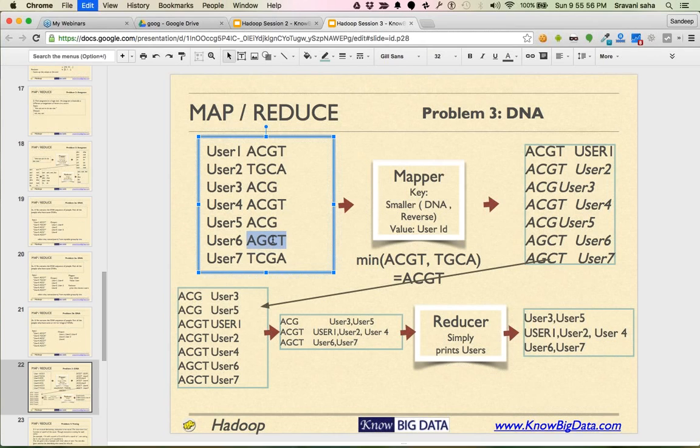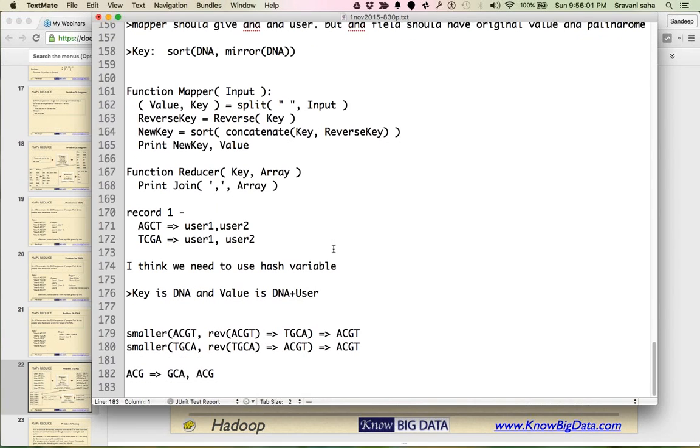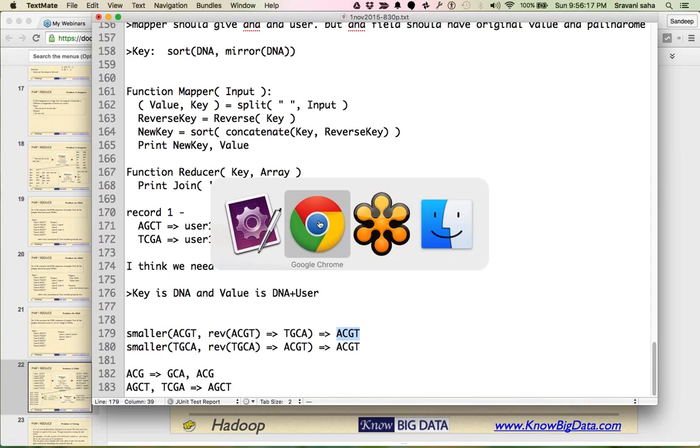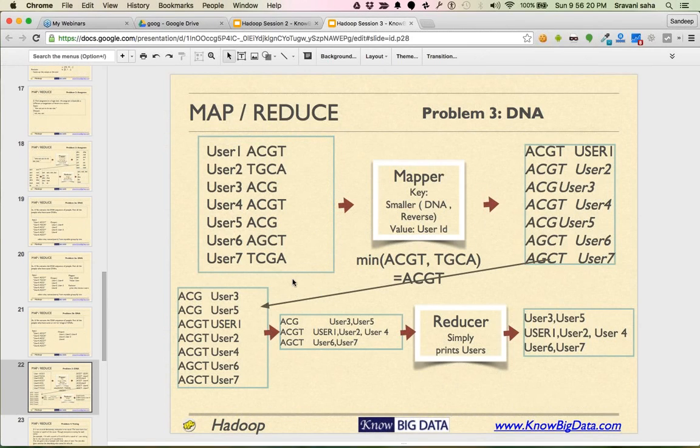Now notice that for this one, ACGT, what will be the key? For ACGT, the reverse is TCGA, and who is smaller? AGCT, right? Therefore, this key is different from this key. That means user 1, user 2, and user 4 will come together, but not user 6.